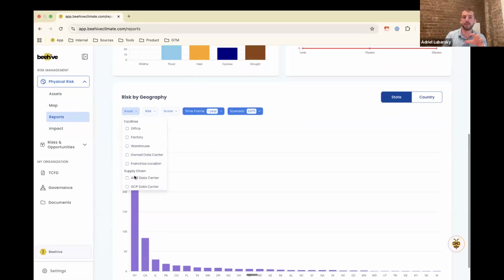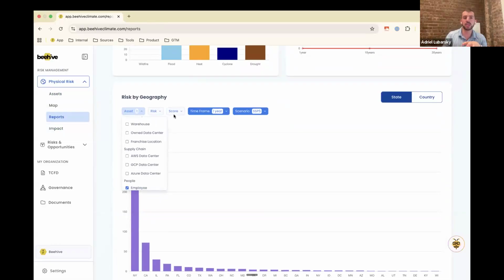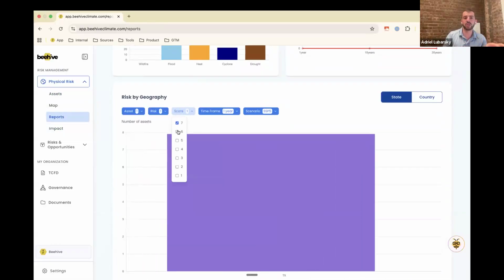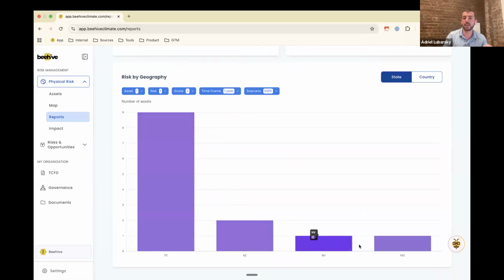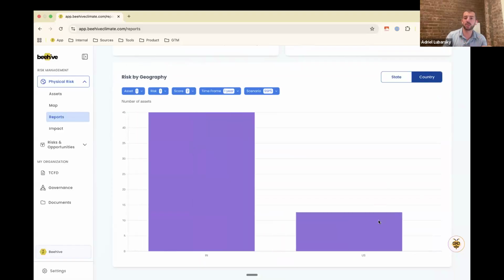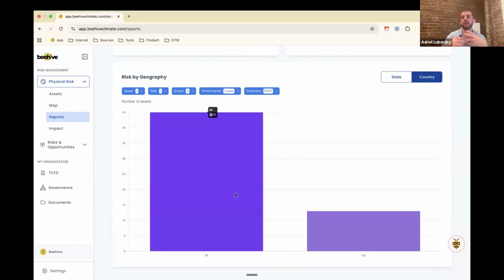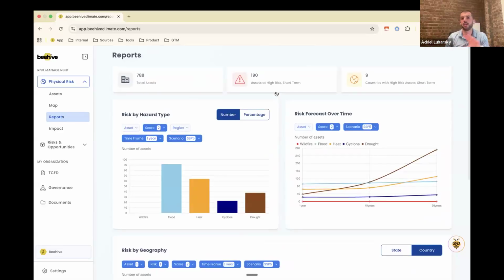Or if we want to focus on our employees, and how they might be impacted by heat waves, and specifically who is often impacted by heat waves. We have folks across multiple states who are impacted by this, or across multiple countries. And so we're trying to give you that information as visually accessibly as possible so you can begin to make some decisions off of it.